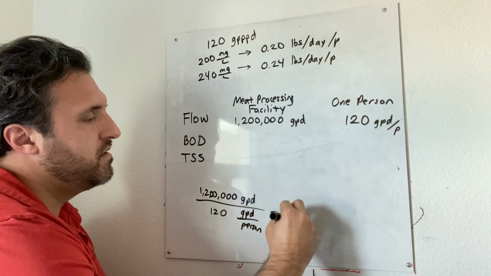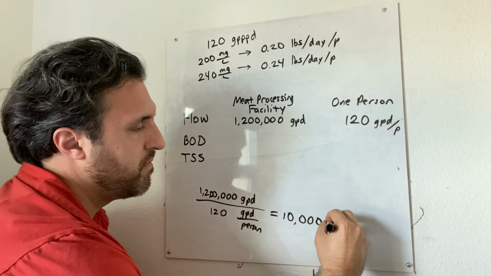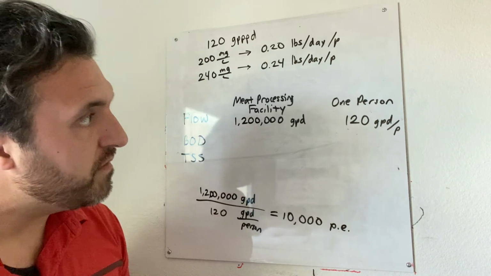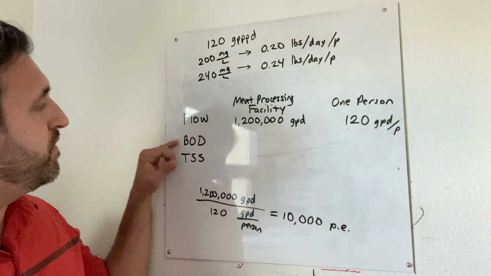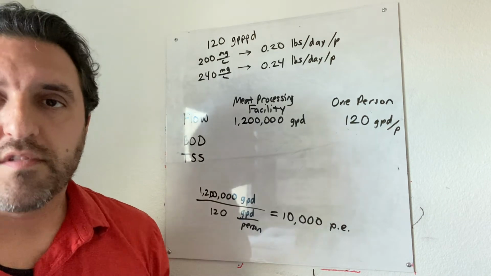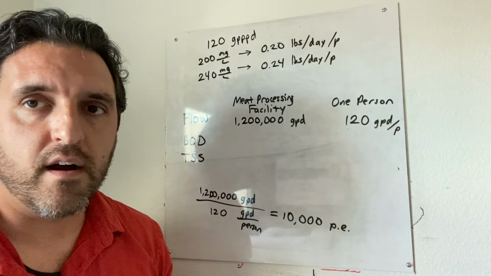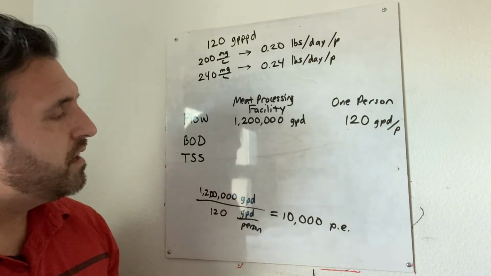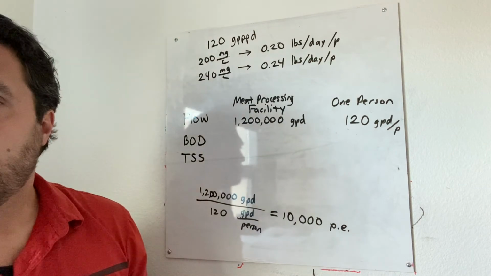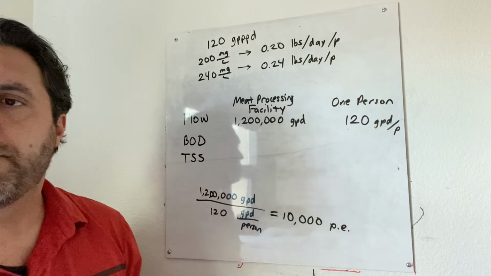That gives us a population equivalent of 10,000 people. We can use the units PE for population equivalent. For BOD and TSS, we have to think about this in terms of loadings, because the concentrations are different at the facility than they are at the residential unit. So we have to first look at what information we have in the table about the BOD loading.